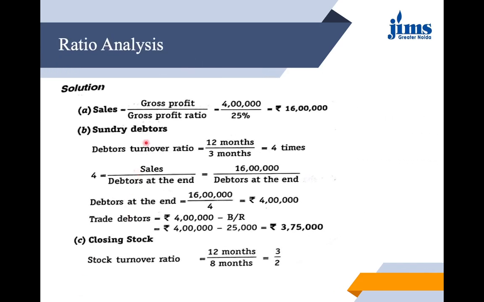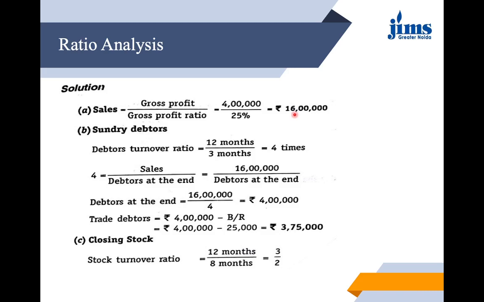We are having the formula for sales. Simply you can calculate it from GPR, because you know gross profit ratio is equals to gross profit upon sales into 100, but we are having the gross profit and gross profit ratio both. So from there we are able to obtain the amount of sales, that is 16 lakh. Then we can calculate sundry debtors.